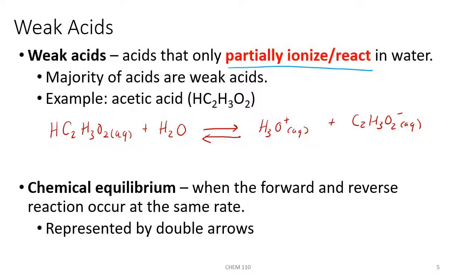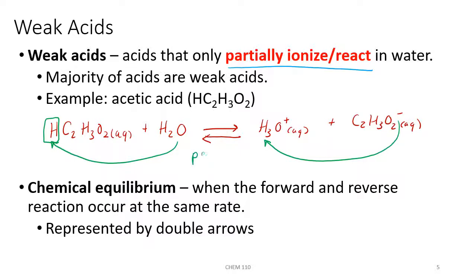So that means that the rate that the water is ripping a hydrogen ion off of our acetic acid to form hydronium ion and acetate is the same as the acetate ripping a proton off of the hydronium ion and going backwards to the molecular acetic acid and water.